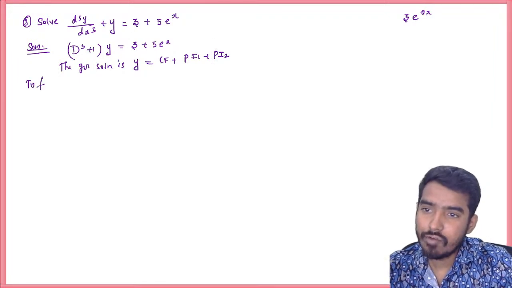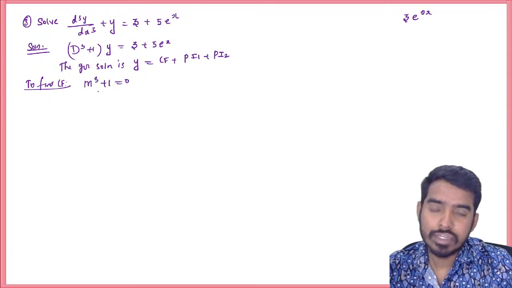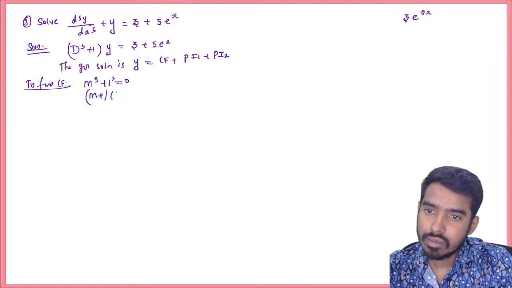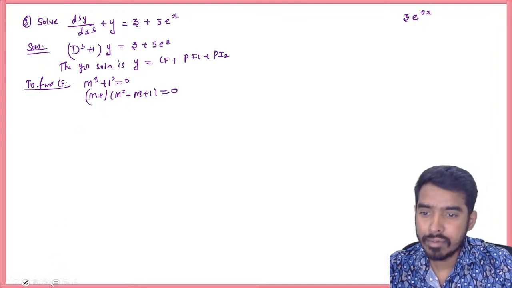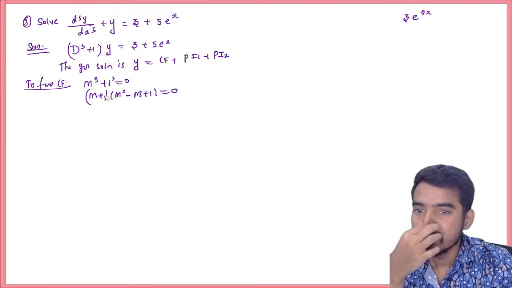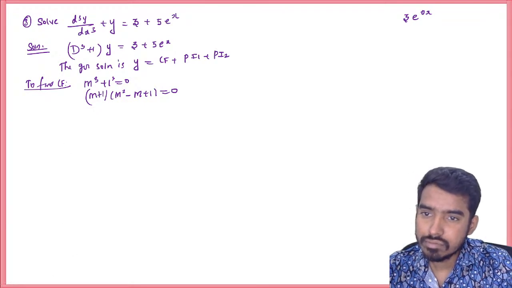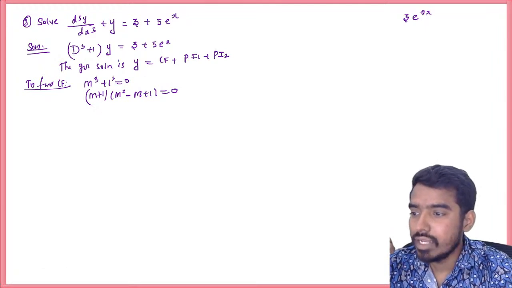Now to find the CF, what is the auxiliary equation? m cube plus 1 is equal to 0. So what is a cube plus b cube? It is a plus b, a square minus ab plus b square, right? Therefore, clearly you can see m is equal to minus 1 is 1 root.